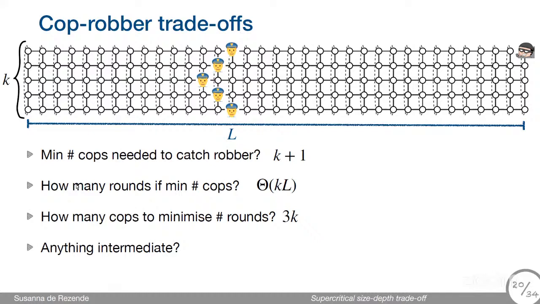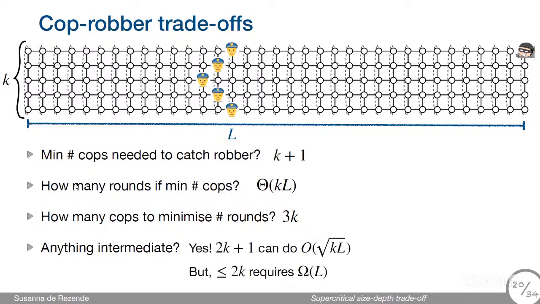Okay. And then can I do anything in between? Anything intermediate between 3K and K? This one is a bit trickier. I think you have to think about it for a while, but you can actually do something in between. So if you have 2K plus one, you can do square root L. But if you have less than 2 times K, then you actually need L rounds.